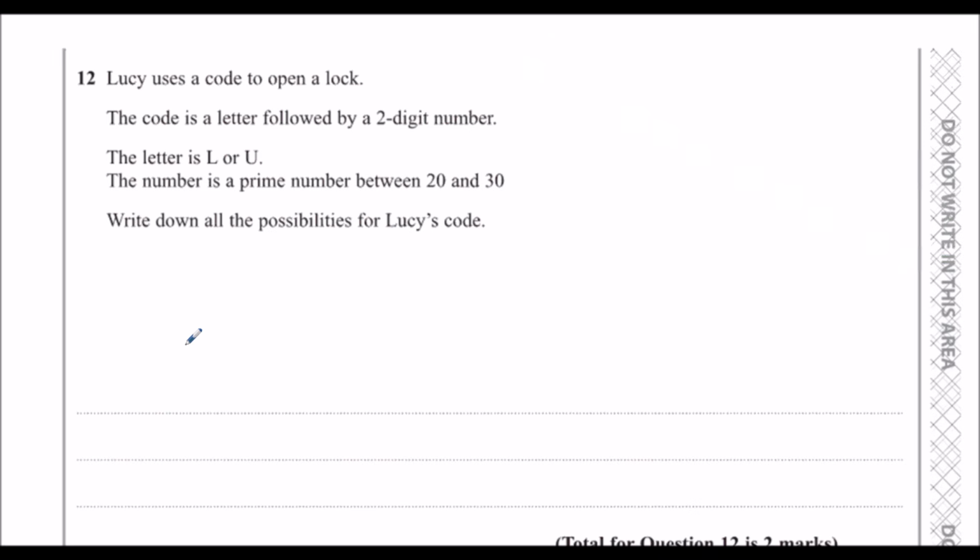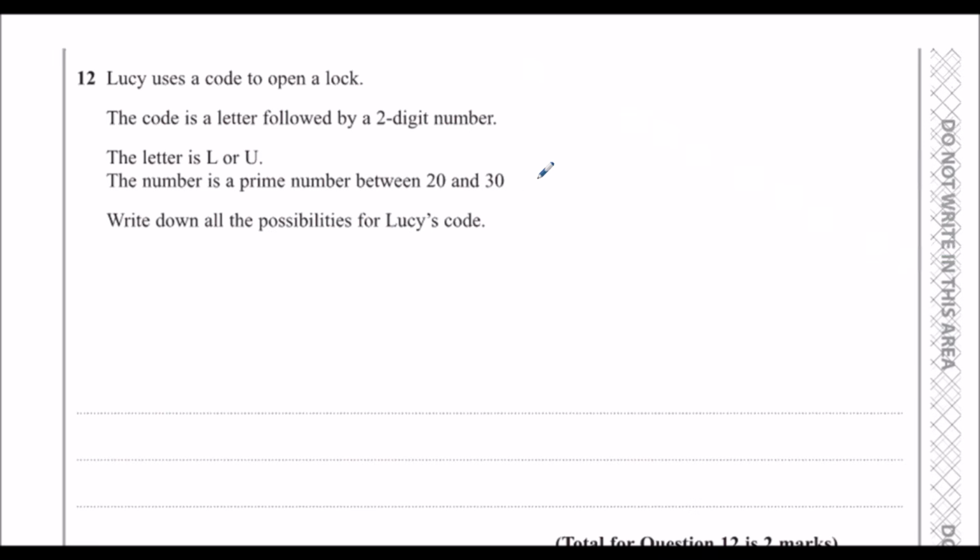Question 12. Lucy uses a code to open a lock. The code is a letter followed by a 2-digit number. The letter is L or U, and the number is a prime number between 20 and 30. Write down all the possibilities for Lucy's code. So what are the prime numbers between 20 and 30? None of the even numbers are, because they're all in the 2 times table.